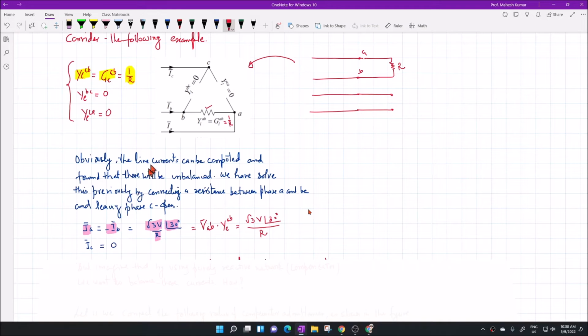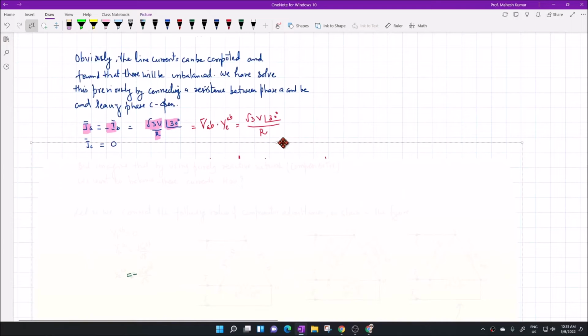I_A equals minus I_B because if you write the KVL and see this path, this is the direction of current, so it goes like this. Since this is 0, this is 0, I_A returns back to phase B, and hence I_B equals minus I_A, or I_A equals minus I_B. I_C is 0, there is no flow of current in phase C.